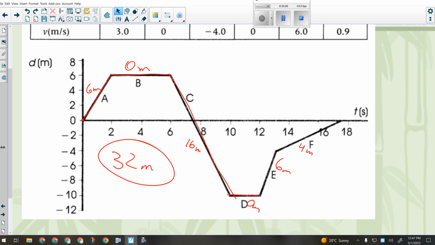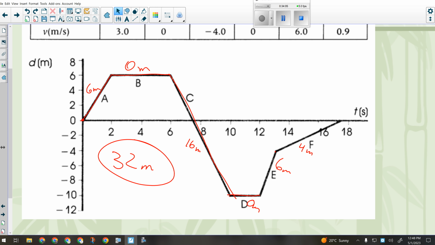Okay, so my total distance is 32 meters. Total time is 18 seconds. What's my average speed? I have a question. So you don't do 6 minus 16, you just add them all? Right. Yeah, for distance, because it's scalar.